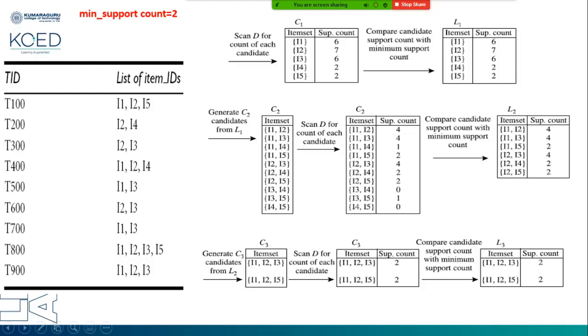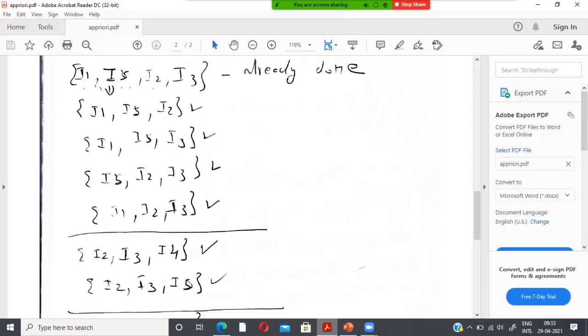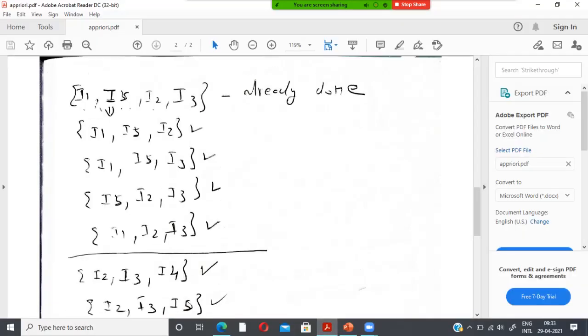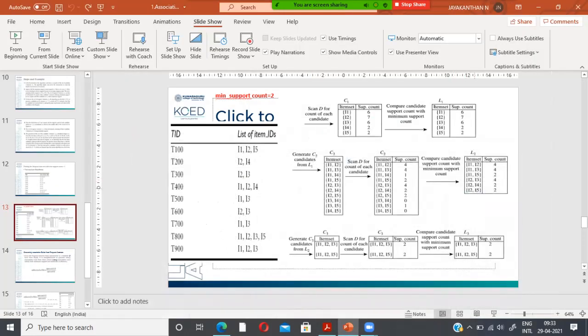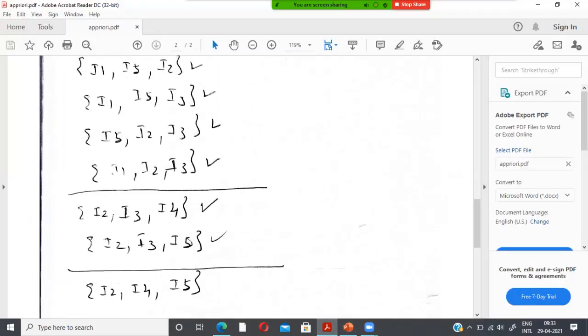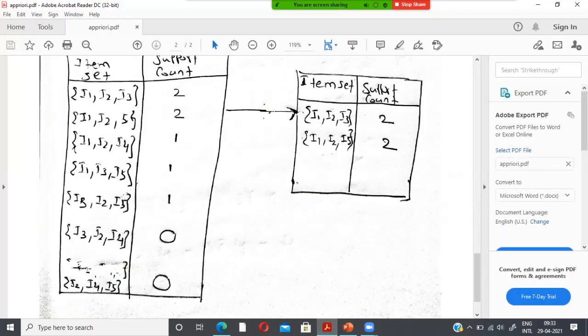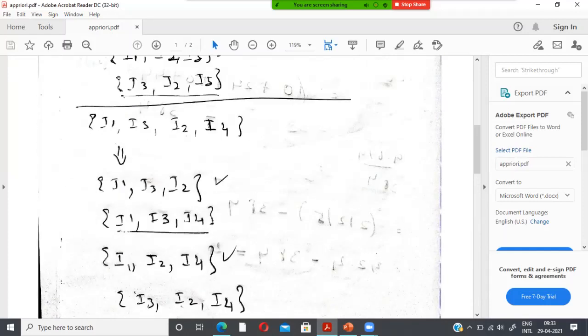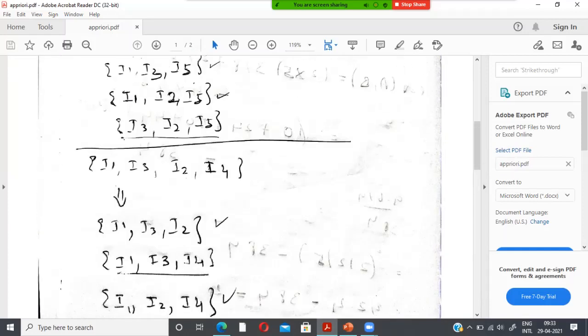I'm taking I1, I5 and I1, I2, I3, I5, which is given here. Next, I'm adding I1, I5 to I2, I4, giving I1, I5, I2, I4.